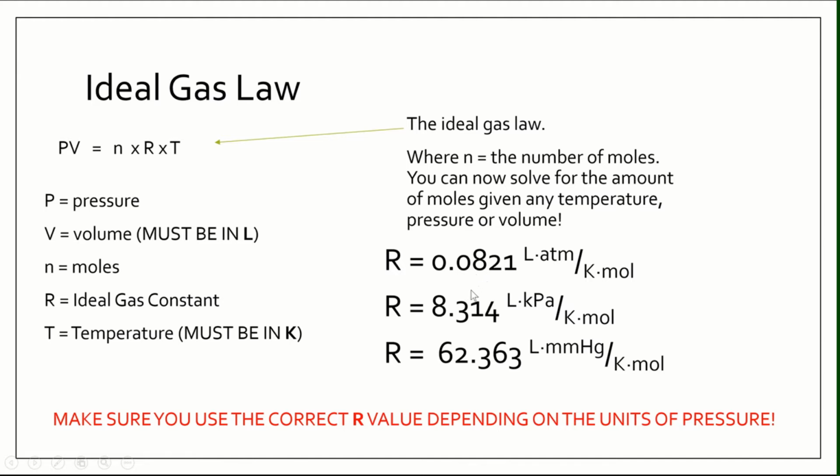If you're using atmospheres, 0.0821 is your R value. And again, you'll be given the value, you'll be given the units. All you have to do is match them up. If you have kilopascals, that number is 8.314. And if you're given millimeters of mercury, that value is 62.363.